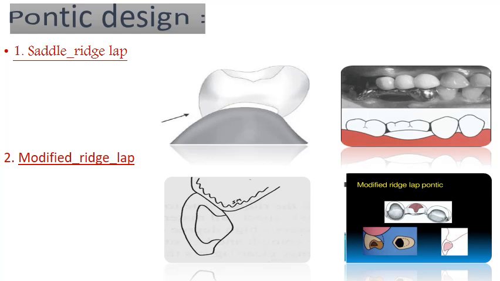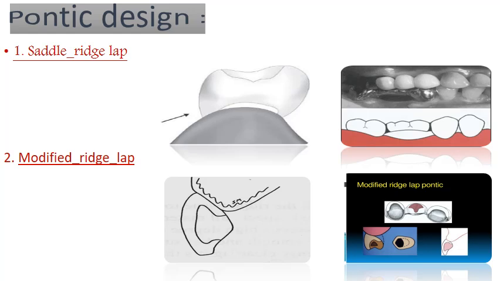Phonetic problems and trapping of food are not unexpected because of the close adaptation of the gingival aspect of the pontic to the alveolar ridge. But this type is less desirable due to inflammation of the residual ridge. Number 2, modified ridge lap.